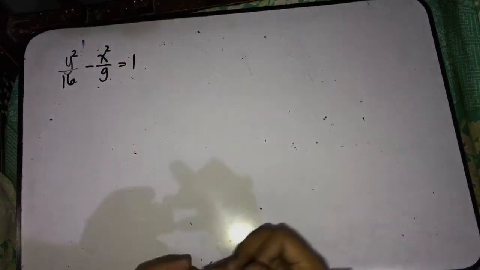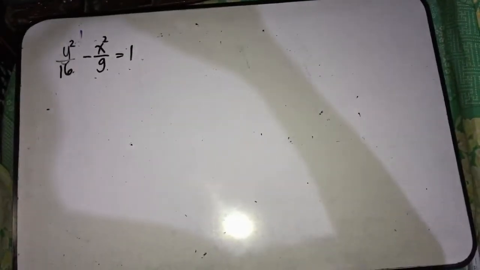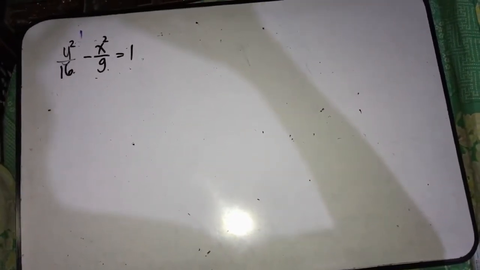Moving on with our second example. So we'll now be having a different given from what we had for the first one. For the first one, we have the transverse axis x. And for the second one, let's have another given. And the given is y squared over 16 minus x squared over 9 is equal to 1. So based on this given, let us first inspect and analyze.